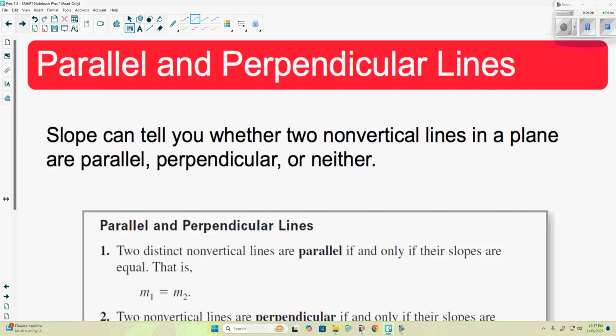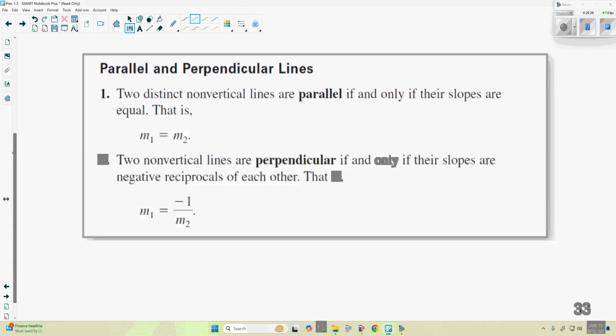All right. Parallel and perpendicular lines. Two lines are parallel if their slopes are the same. Two lines are perpendicular if the slopes are the opposite reciprocal. Change the sign and flip it. Now, another way we can say that two lines are perpendicular is if we take their slopes and multiply them together and get -1. Because you change the sign and flip it.